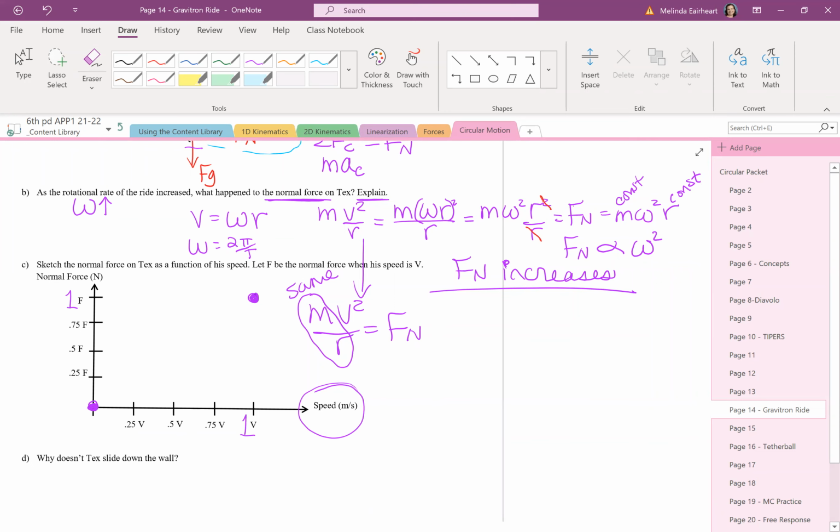So maybe the next one we do, the one that's not too hard, what if we look at 0.5v? 0.5v doesn't mean 0.5 N. What are you going to do to your velocity? Square it. So what's 0.5 squared? 0.25. And so now I'm going to put my next dot right there. Now, hopefully you're like, well, it's v squared and Fn. So how do I connect these points?